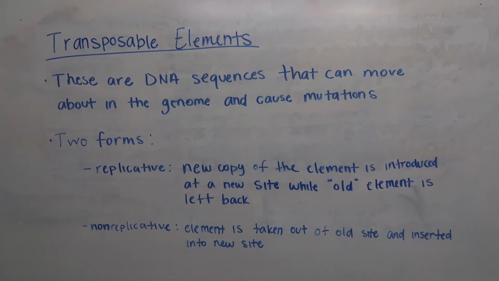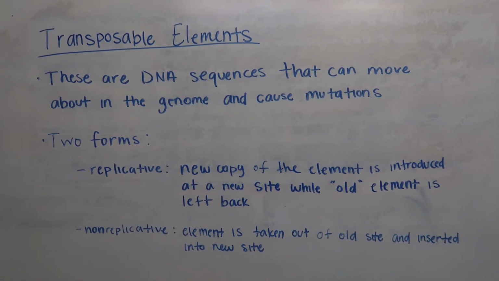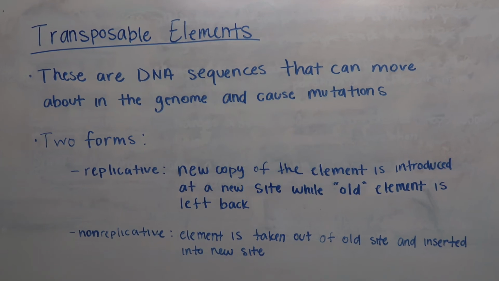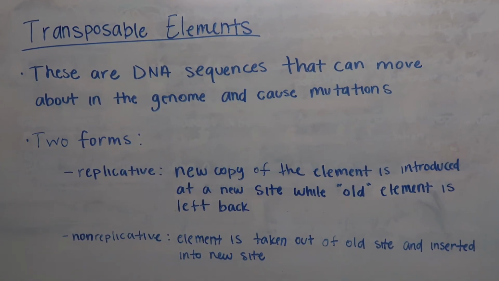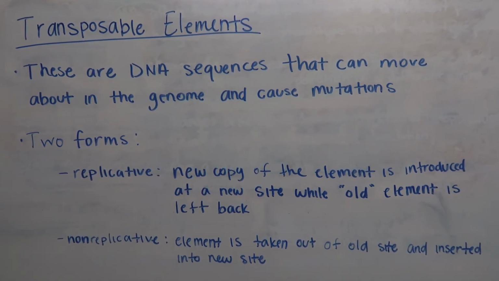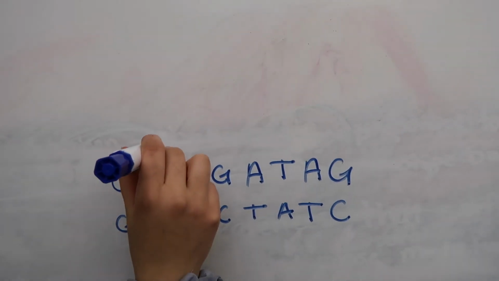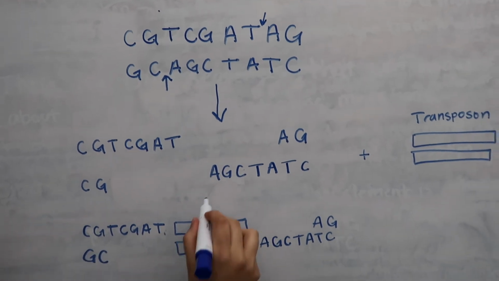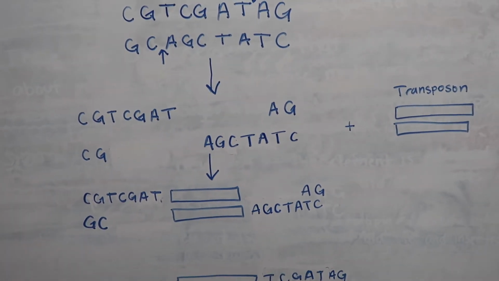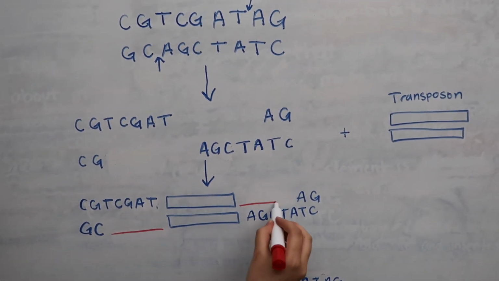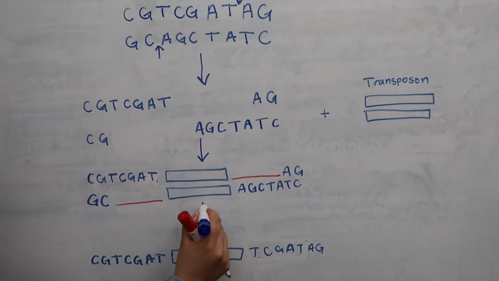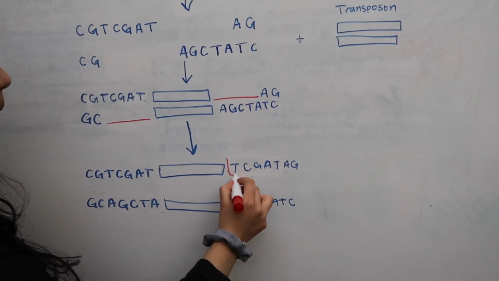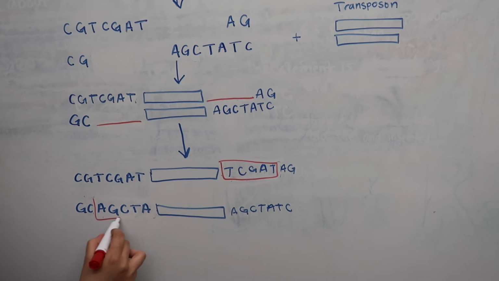Transposable elements, also named transposons, are DNA sequences that can move about in the genome and cause mutations. There are two forms, replicative and non-replicative. Transposons will pick an area in both strands of DNA, causing a break leading to gaps in both strands. The transposons insert themselves in the strands, leaving gaps open where the DNA polymerase can come in and refill the gaps with the appropriate nucleotides.